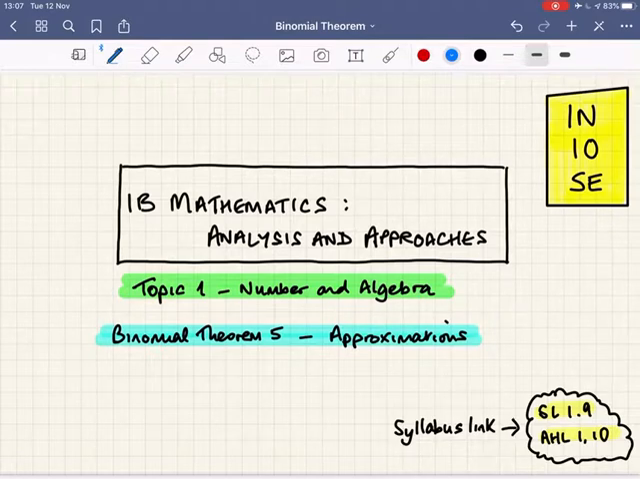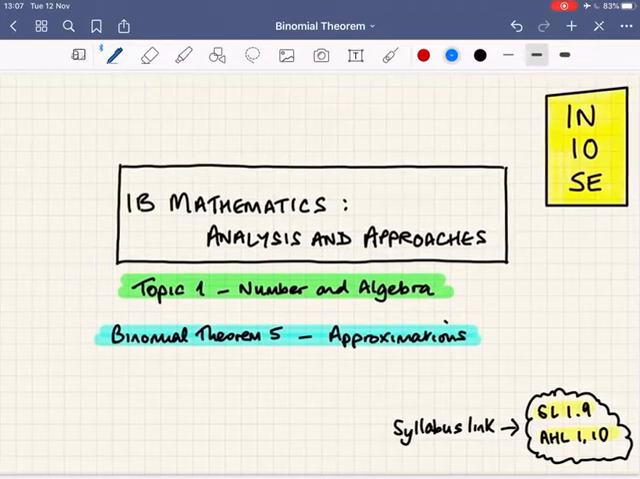In this particular video, I'm going to be looking at a specific type of question where we're asked to approximate values using a binomial expansion. And this is where we can calculate seemingly complicated or difficult calculations using a binomial expansion. Let me give you an example of the sort of question I mean.